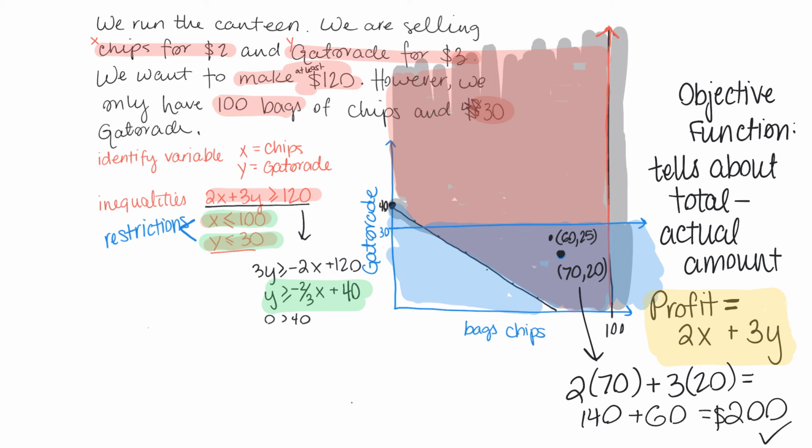So did you reach your goal? Yes, you had to, because we knew you were in the right region. So you were over your $120. You stayed within your $130 minimums. And if you actually sold 70 bags of chips and 20 Gatorade, you would have made $200. All right? So that's the objective function. The objective function just takes your inequality and plugs in real values to get an exact amount. All right, does that make sense?